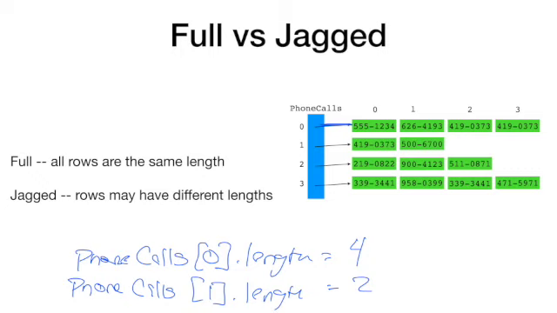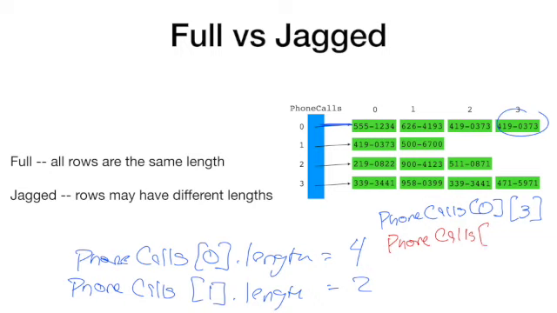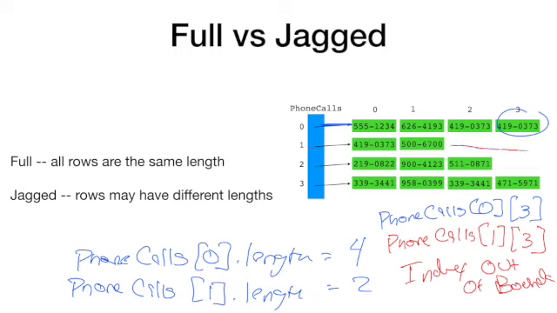And similarly, if we try and index phoneCalls, if we want this number, it's 0, 3, right? But phoneCalls 1, 3 is index out of bounds, right? Because row 1 does not have 4 elements. It doesn't have a 4th element for us to index.